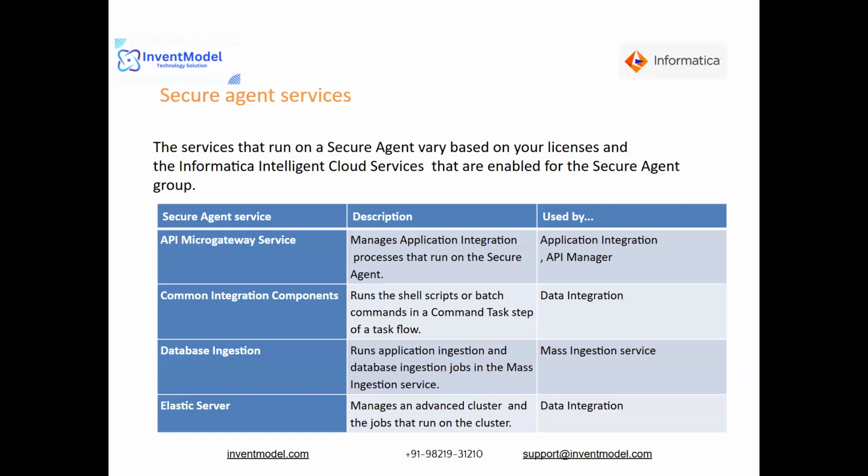So we have the database ingestion services that run application ingestion and database ingestion jobs in the mass ingestion services. When we say mass, it means huge data being processed, right? So in that case, we use the database ingestion services to process the huge data to perform the mass ingestion process, and it is used by the mass ingestion service.